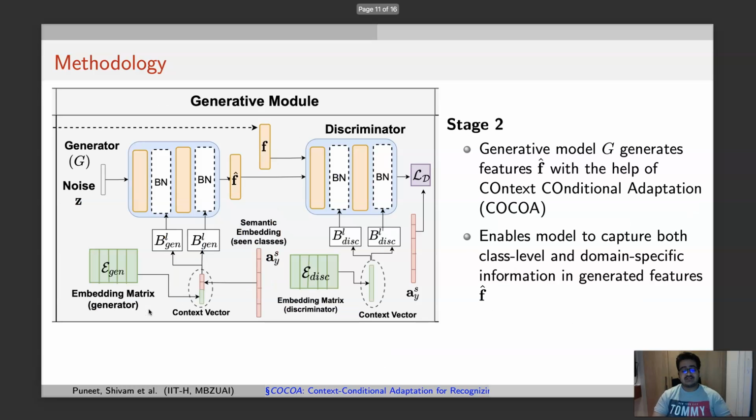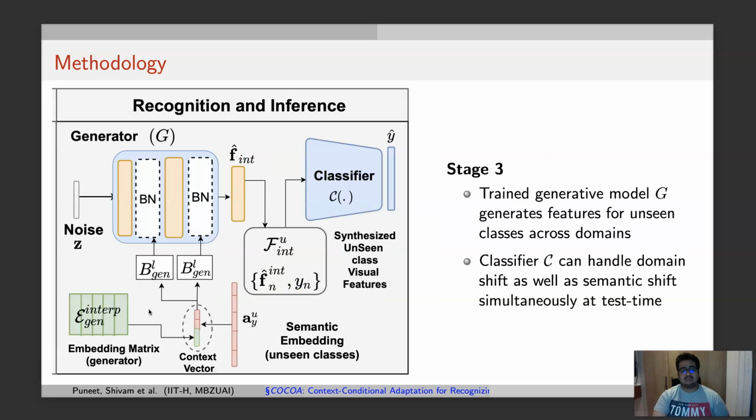Next, we train a generator G which uses context conditional batch norm layers. Specifically, we condition the batch norm parameters on the context vector as shown in the figure. The context vector is a concatenation of class-specific semantic representation and domain-specific representation for each of the source domains. We use class-level word-to-vec embeddings as semantic representations. On the other hand, the domain embeddings for each of the source domains, shown by matrices E in the figure, are learned end-to-end with the generative model. The context conditional batch norm layers enable us to instill both semantic and domain level context in output features.